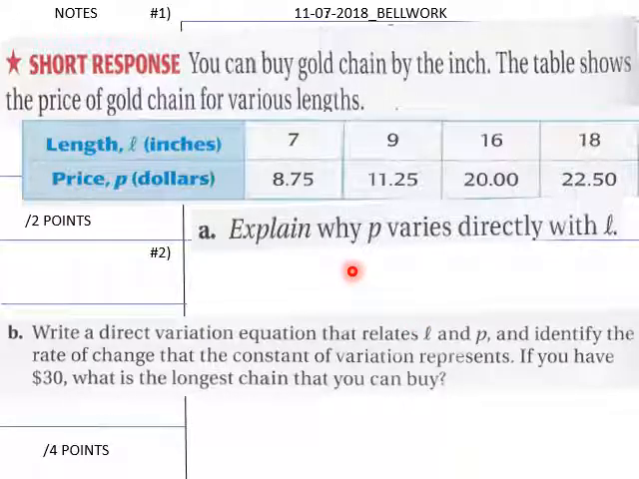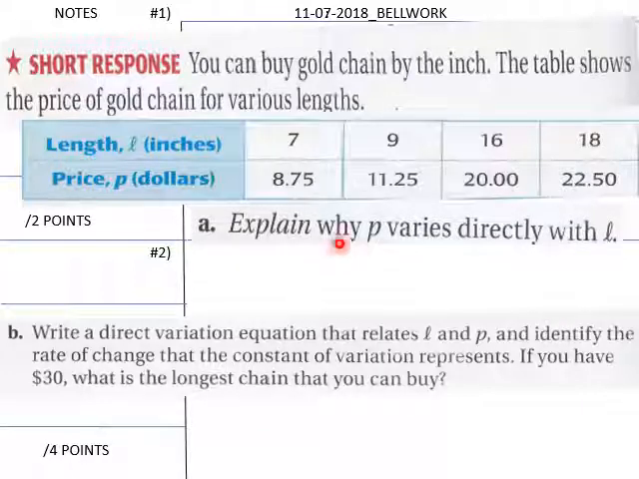Okay, teachers, your bell work here for your students. Here we have a table. Explain why P varies directly with L. So this is kind of like a written exercise. And then what is the longest chain you can buy if you have 30 bucks? Give your students 5 minutes on this.